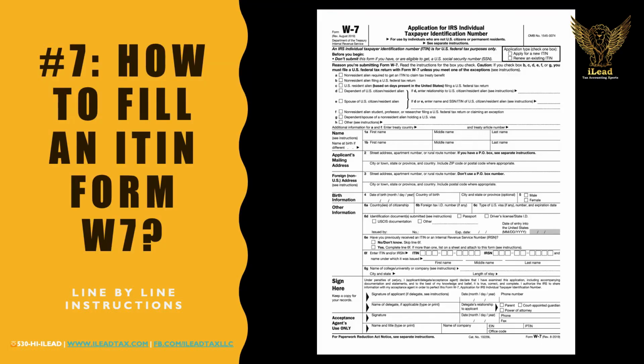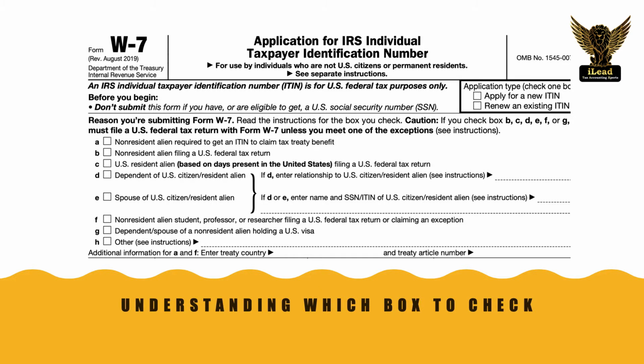If you look at the form per se, you see the boxes A to H there. So non-residents normally check A, non-resident alien required to get an ITIN to claim tax treaty benefit, or B, non-resident alien filing a US federal tax return. So if you are a non-resident alien, you normally check either A, B or F.